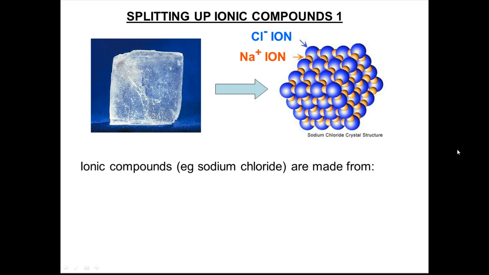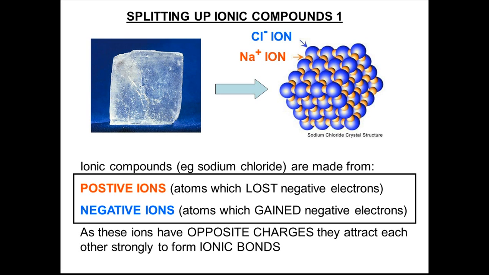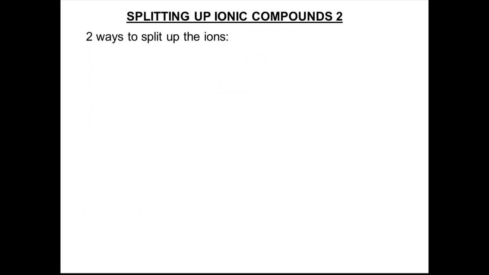So ionic compounds are made from positive ions, which have lost negative electrons, and negative ions, which have gained negative electrons. So knowing about that loss and gain is important to us. As these ions have opposite charges, they attract each other strongly to form ionic bonds, which is why the properties of ionic compounds are that they have strong bonds.